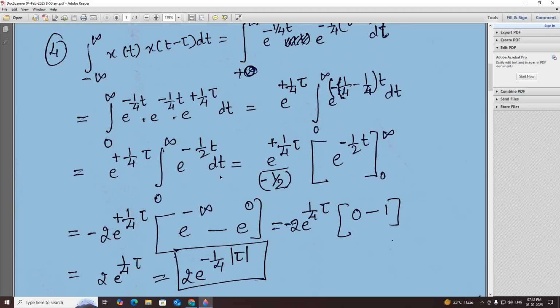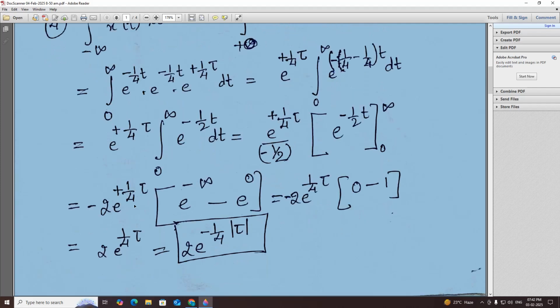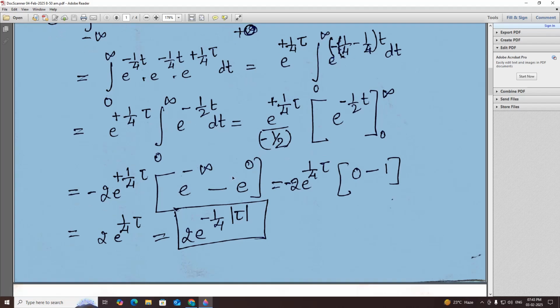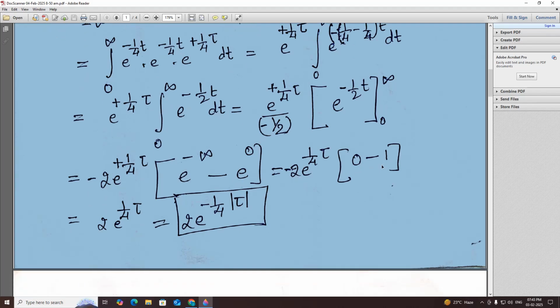Again, the outside term is treated as constant. The integration of e^(-1/2 t) with respect to t is e^(-1/2 t) divided by minus 1/2, between the limits 0 and infinity. The 2 goes to the numerator, so it becomes minus 2 e^(1/4 tau) times e^(-infinity), which is 0, minus e^0. So this becomes 0 minus 1.